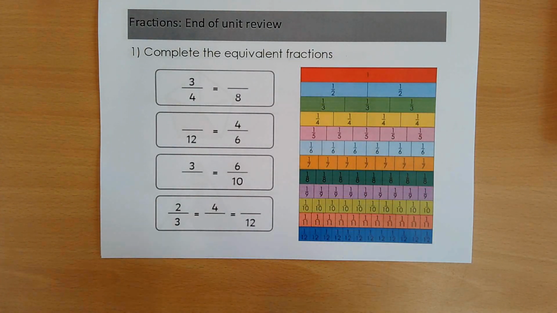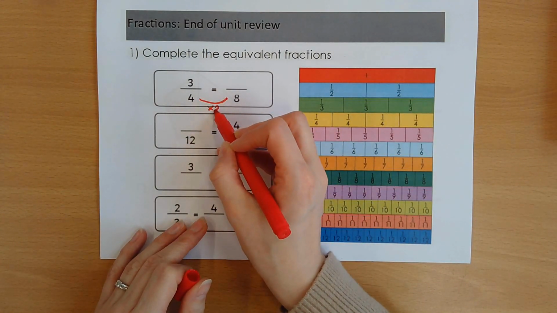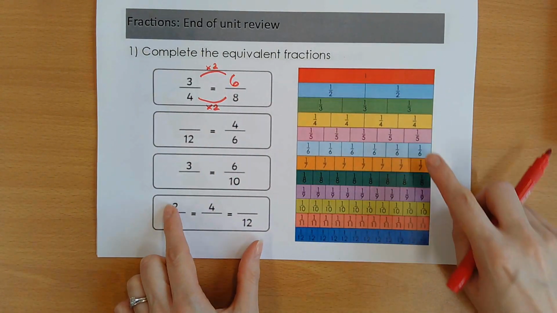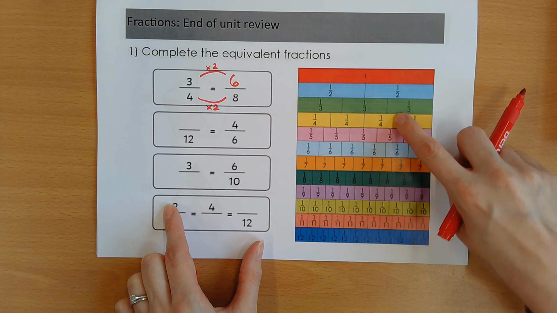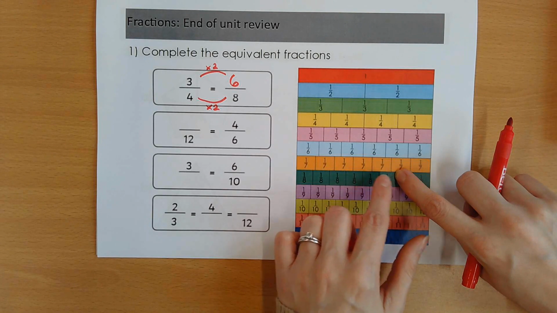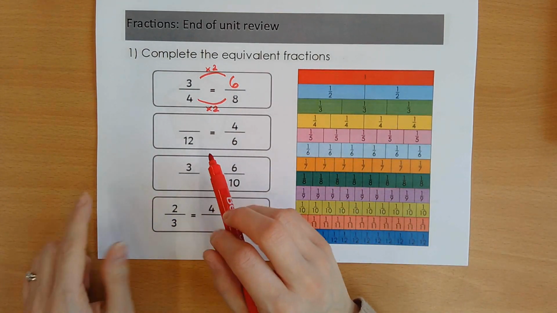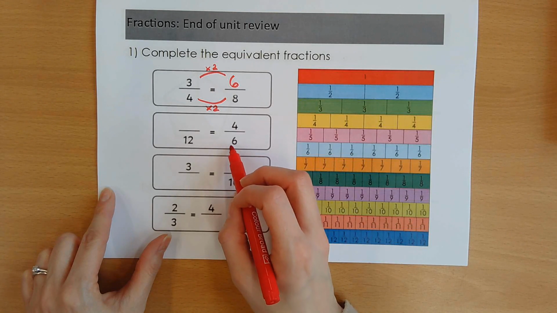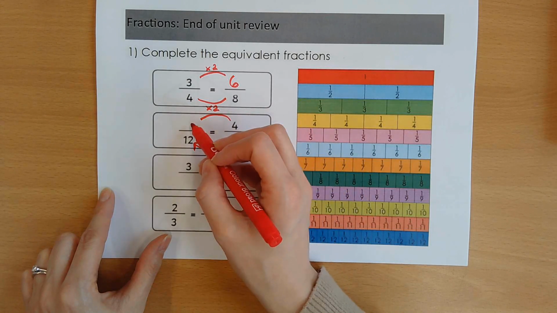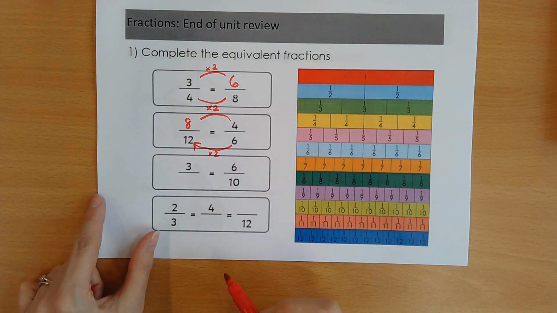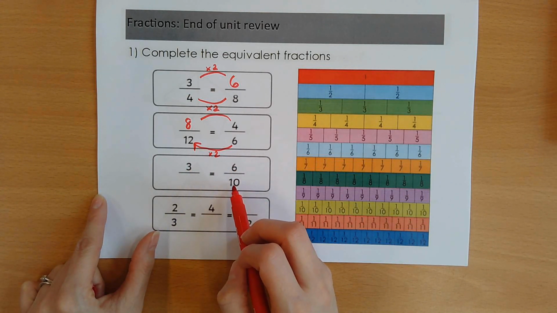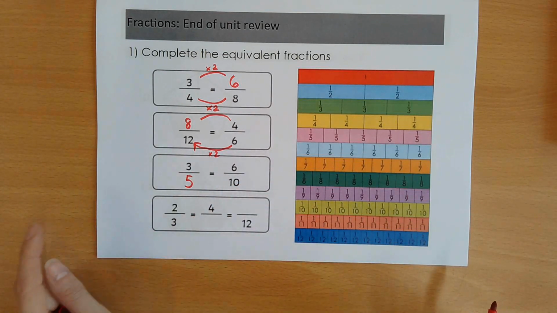So the first one, 4 times 2 equals 8. So I also need to do 3 times 2, which is equal to 6. And I can also see on my fraction wall, 3/4, if I go down, is the same as 1, 2, 3, 4, 5, 6, 8. Okay. Number 2. We've got 4/6 here, so I need to think about how many times 6 goes into 12, which is 2 that way. So again, 4 times 2 is 8, so I should have 8/12. 3 times 2 is 6, so something times 2 is 10. So we should have had 5 for that one there.